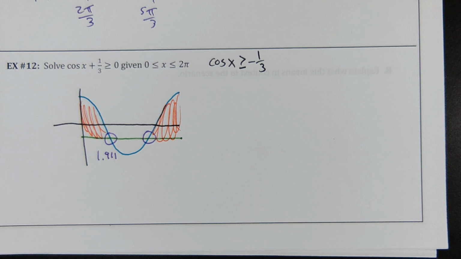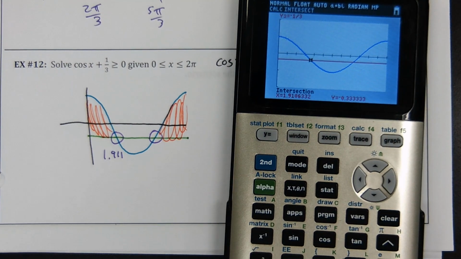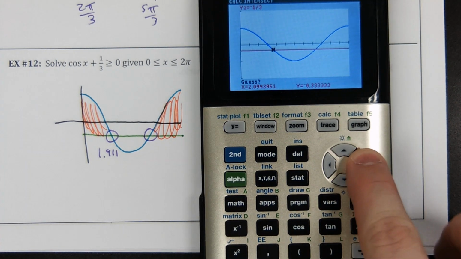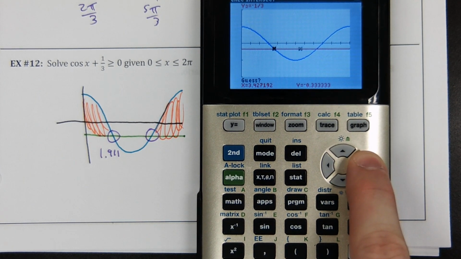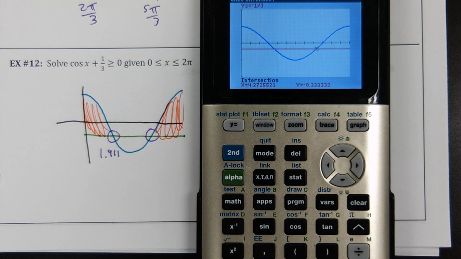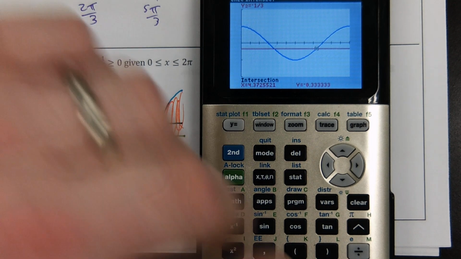What were you asking? You could have done cosine of x plus 1/3. Then if you wanted to do second trace intersect, you would have needed your second line to be y equals 0. Yeah, you could do that too. I'm a fan of typing less. Doesn't really matter. But yeah, that works also. And the other answer, second trace intersect, so 5, yes, scroll. Hit enter. The other one's at 4.373.